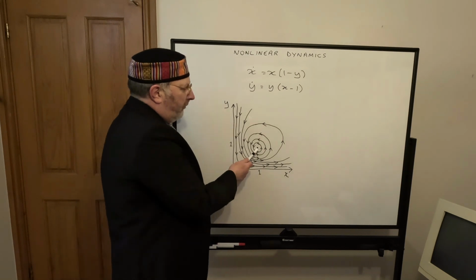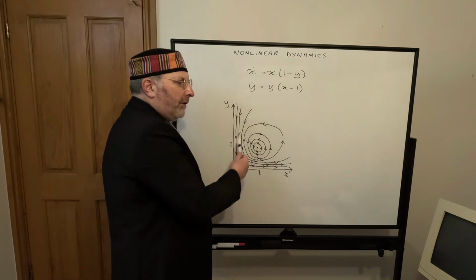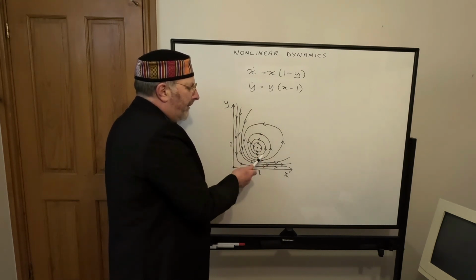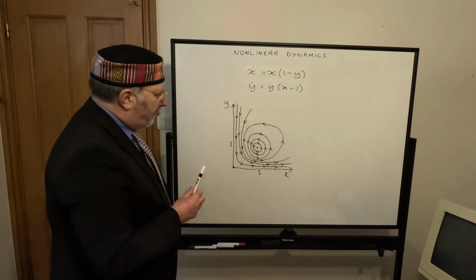And this is known as a centre. So it's a type of fixed point that we didn't get before. It's a new type where there can be oscillations around that fixed point.